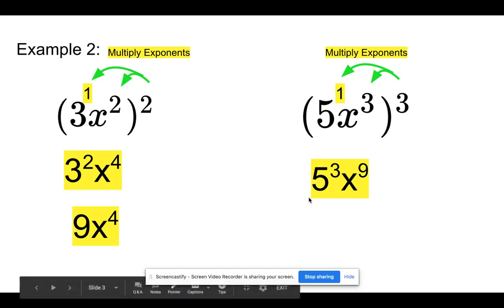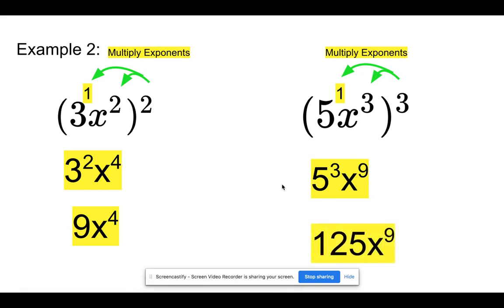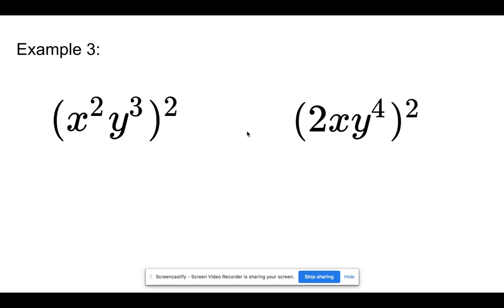So 5 cubed can be simplified, because 5 times 5 times 5 will become 125. If that's not something you know off the top of your head, you could always enter that into your calculator too. But again, multiplying our exponents now and keeping the bases. Okay, so 2 more examples now before you try some on your own.